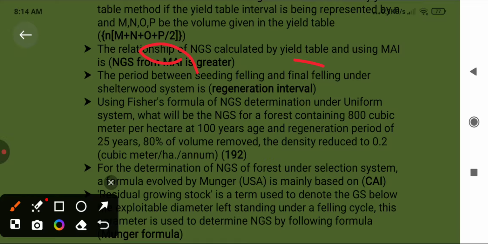The period between seedling felling and final felling under shelterwood system is regeneration interval. Using Fisher formula of normal growing stock determined under uniform systems.